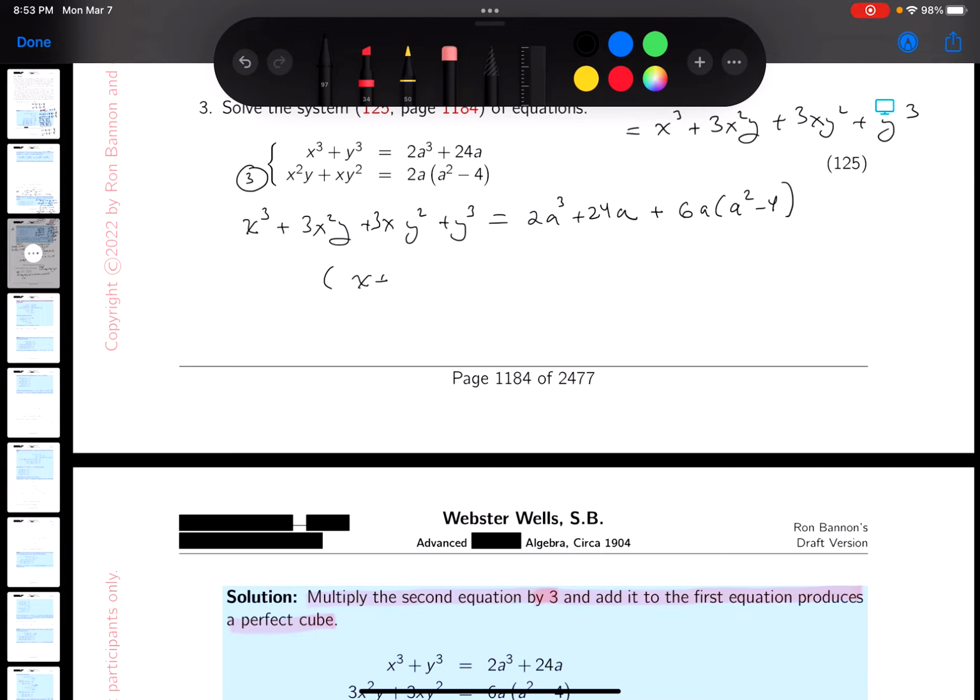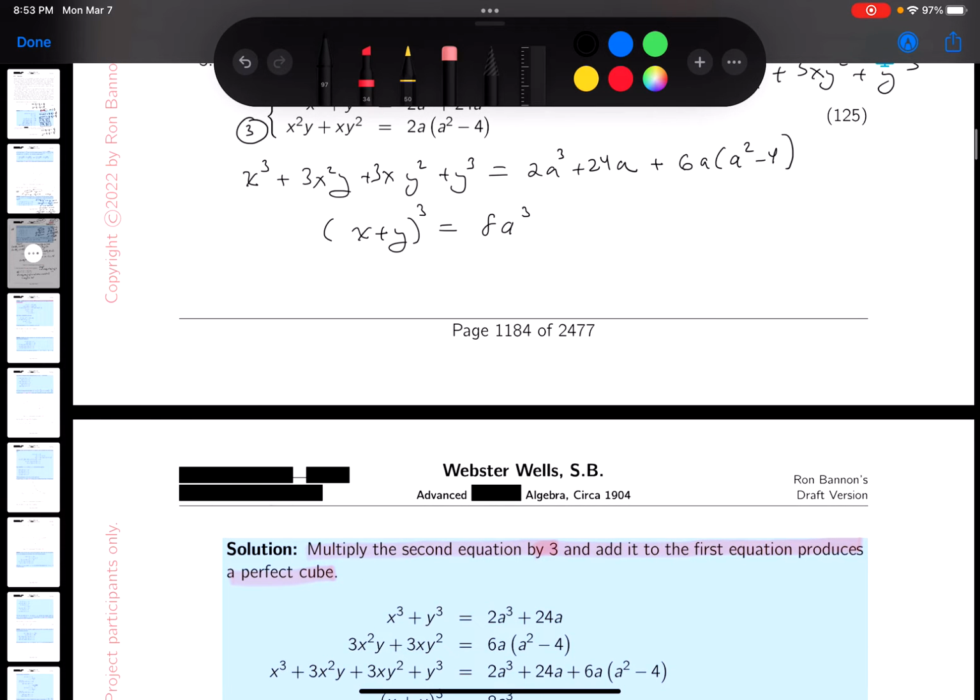Now it's x plus y cubed. What do you get on the right side? Well, I've got to be careful now. I get 2a cubed and 6a cubed. So 2 and 6 is 8a cubed. And you get 24a minus 24a. Isn't that convenient, right? What does that mean? There's no a's. So I got something really simple by doing that. Then the question comes, what's x plus y? X plus y, excuse me, is just simply 2a. All right? Isn't that convenient?